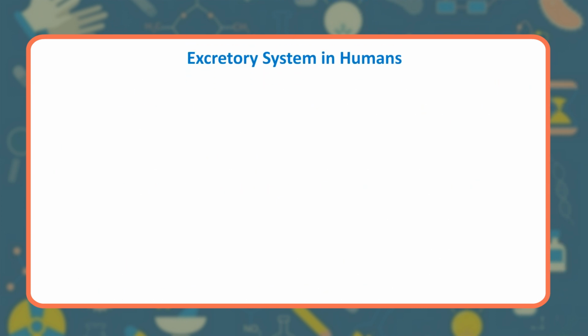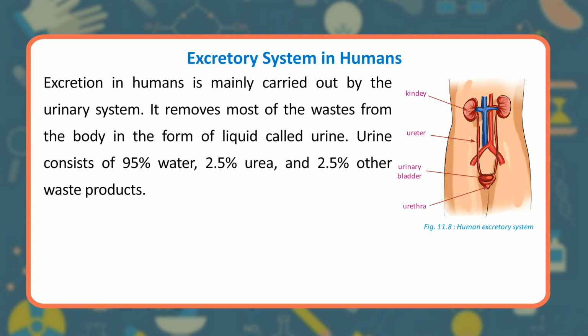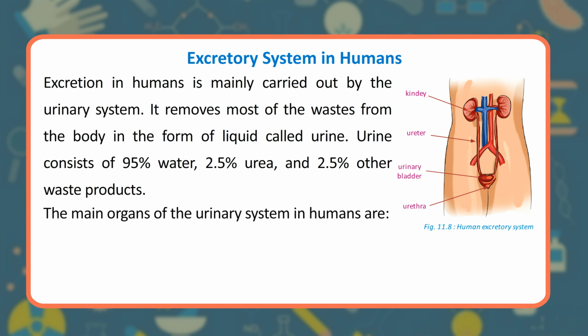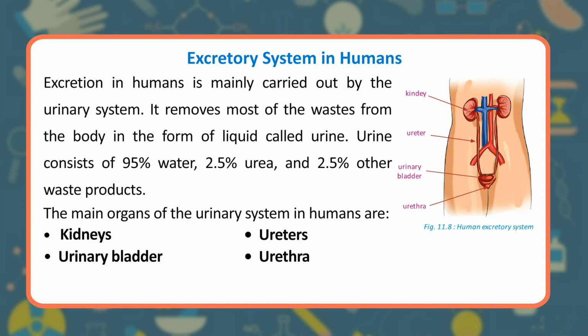Excretory system in humans. Excretion in humans is mainly carried out by the urinary system. It removes most of the wastes from the body in the form of liquid called urine. Urine consists of 95% water, 2.5% urea, and 2.5% other waste products. The main organs of the urinary system in humans are kidneys, ureters, urinary bladder, urethra.